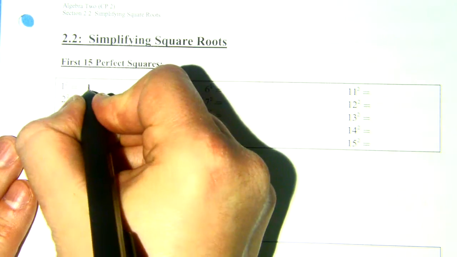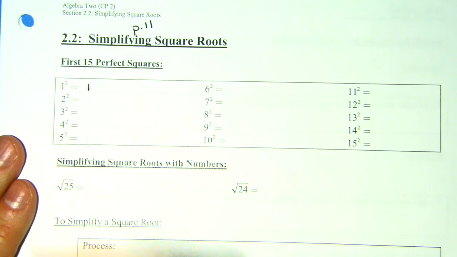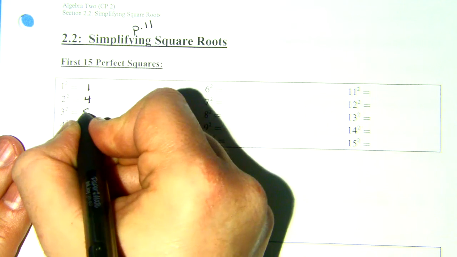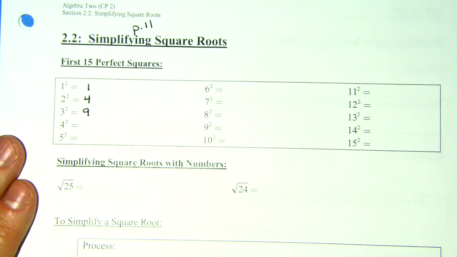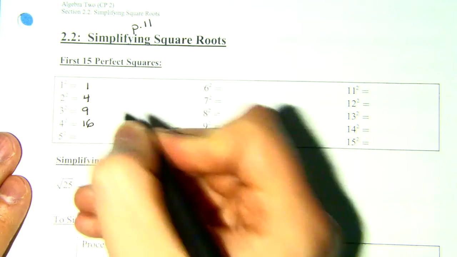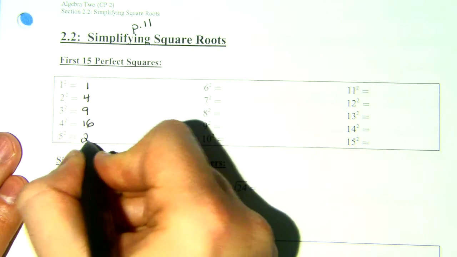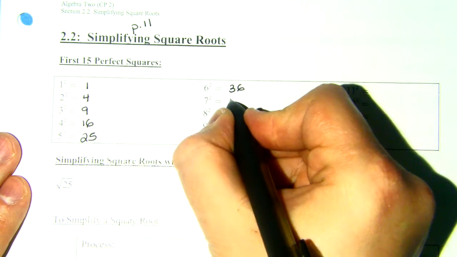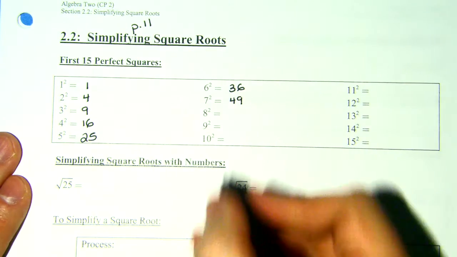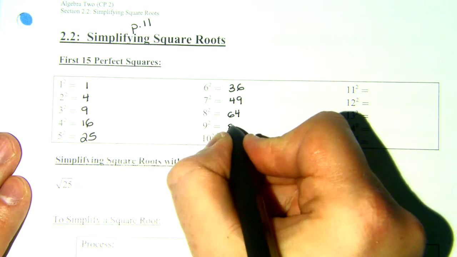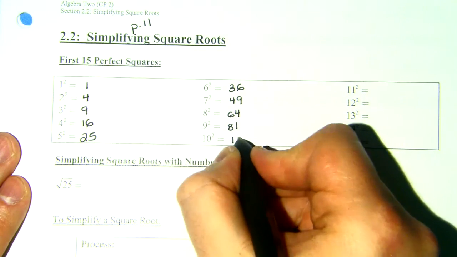1 squared is 1. By the way, we're on page 11, section 2.2 in the notes. 2 squared, 2 times 2 is 4. 3 squared is 9. You're going to say these along with me at home, right? Good. Wonderful. 4 squared is, oh, I know you just said 16. 5 squared is 25. 6 squared, 36. 7 squared, 49. 8 squared, 64. 9 squared, 81. 10 squared, 100.